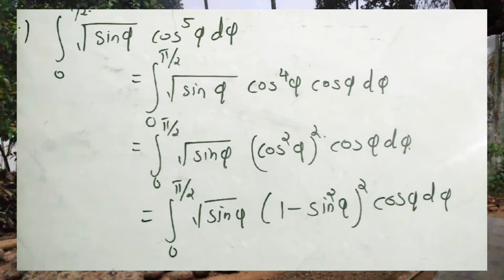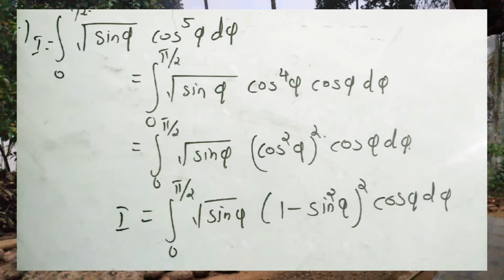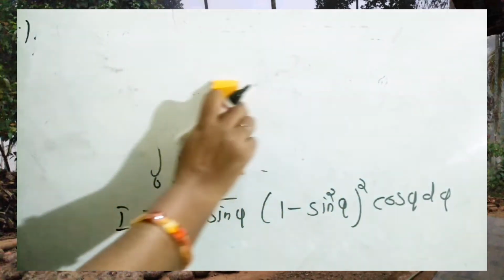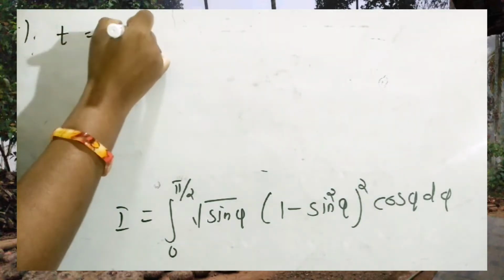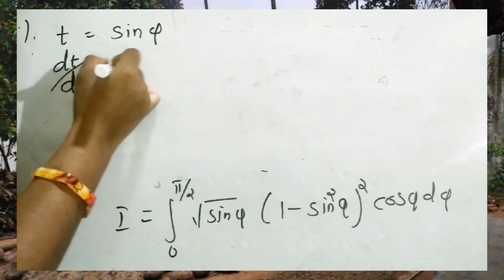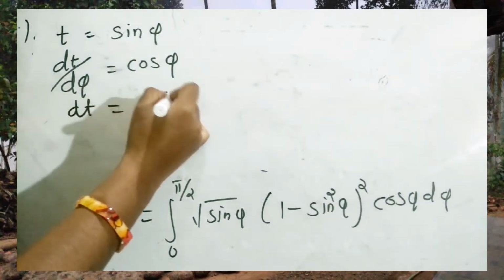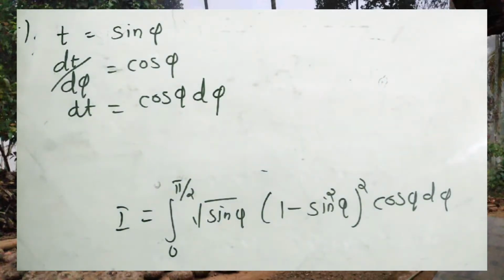Now this is our I integral. Now we are going to give substitution, that is, let t equal to sine phi. Then dt by d phi is equal to cos phi, and dt is equal to cos phi d phi.